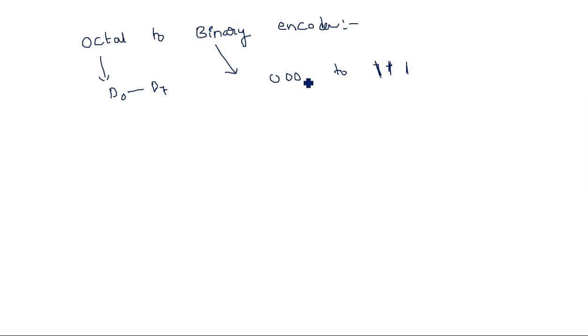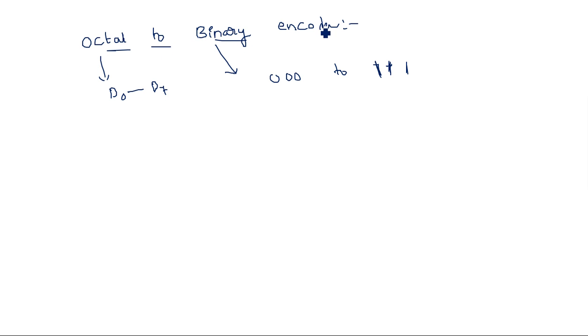Now, the purpose of this octal to binary encoder is that it converts a single bit at a particular location into the binary format of that location number. Suppose we have 0 to 7 input data. Somewhere at D5 we have 1 and all the remaining are zeros. Then as D5 is 1, the corresponding fifth location is highlighted, so like 101.